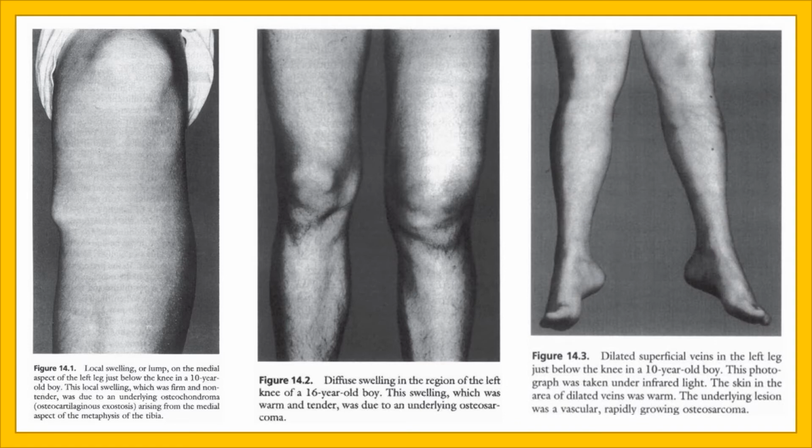The third picture is dilated superficial veins in the left leg just below the knee in a 10-year-old boy. This photograph was taken under infrared light. The skin in the area of dilated veins was warm. The underlying lesion was a vascular, rapidly growing osteosarcoma.